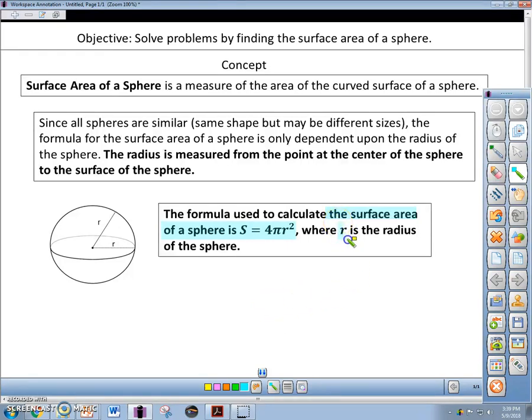And one of the things, of course, that we also need to know is how do we determine or find the radius of a sphere. And that's described up here. So the radius is measured from the point at the center of a sphere to the surface of the sphere. And we can see that here from the center of the sphere to the surface of the sphere this way, or from the center to the surface of the sphere this way. Any direction from the center to the surface will give us the radius of that sphere.